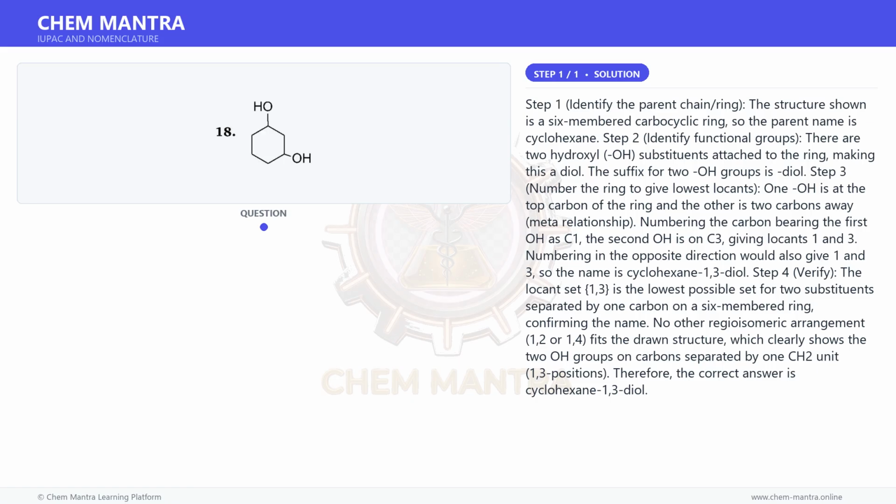Step 2. Identify functional groups. There are 2 hydroxyl substituents attached to the ring, making this a diol. The suffix for 2 OH groups is diol.